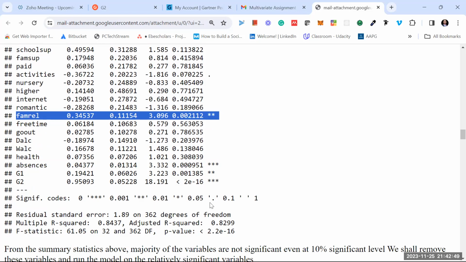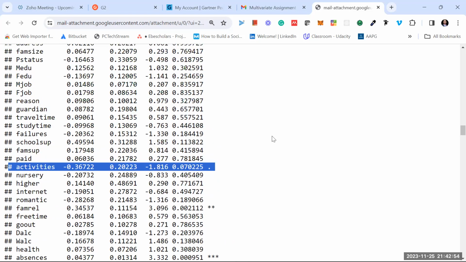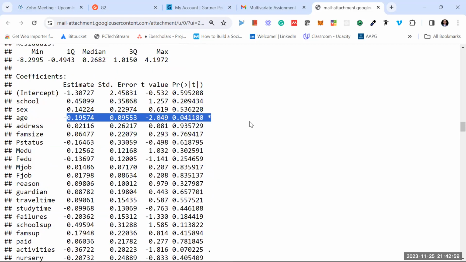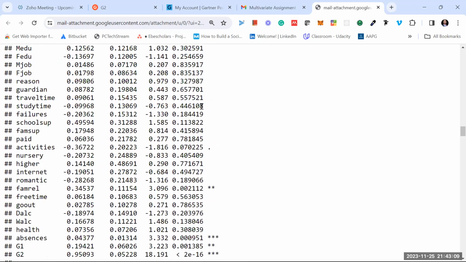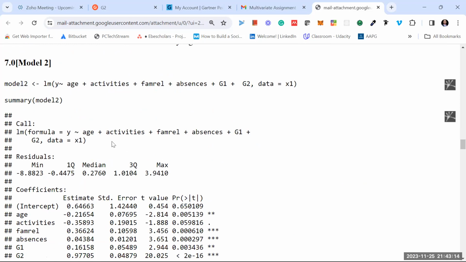And looking at this significant code, this one again is significant. What's the other one? Age is also significant as far as this is concerned. So normally we're supposed to look at the R squared here. R squared is showing 84%, meaning that if you combine all of this together, the model will be explaining G3 for us 84% of the time.